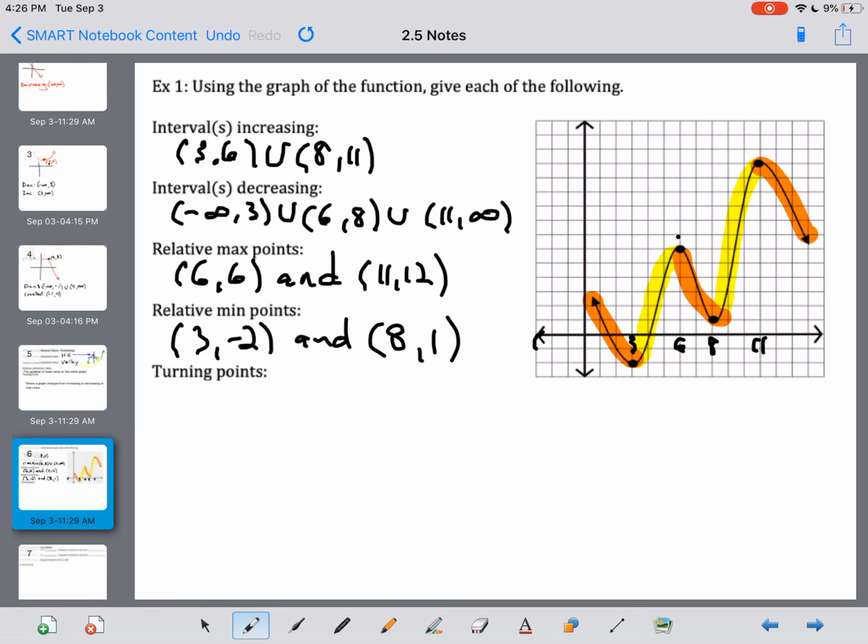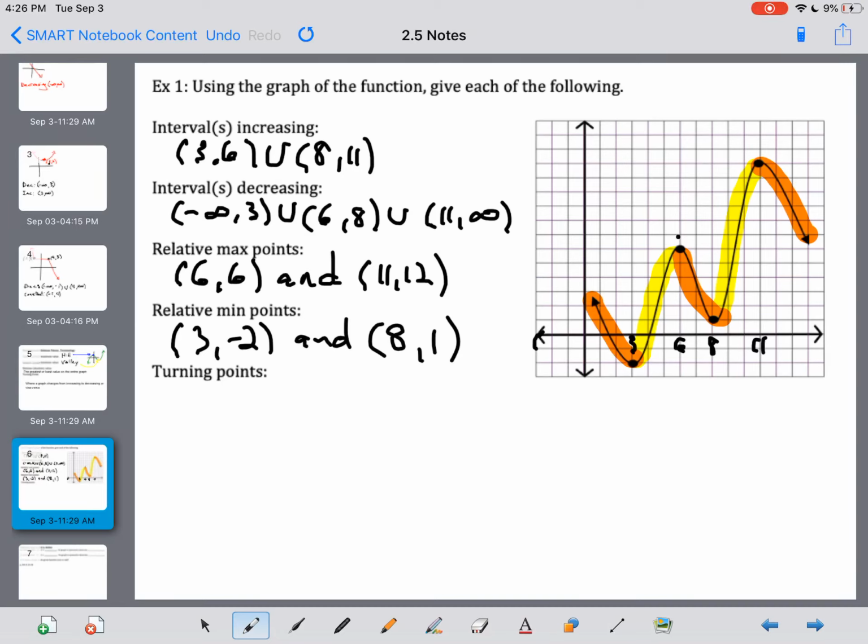Okay, now it certainly is possible for a graph to not have relative mins or relative maxes, okay? Or it could just have one, right? It could have a relative max or a relative min or none of the above. Then turning points, in this case, every single one of those mins or maxes is a turning point, right? Because the function changes from increasing to decreasing or decreasing to increasing.